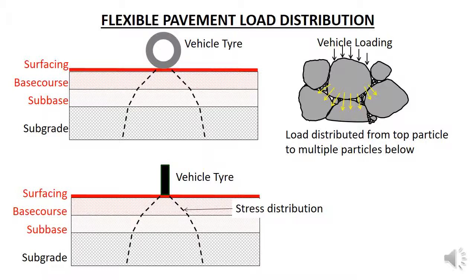The subbase also transmits and distributes the load, however the distribution is not as broad as in the base course. This is because the subbase has larger aggregate particles in it, which result in fewer levels of coarse aggregate particles through the depth of the subbase, and so a narrower load distribution. However, the subbase is able to distribute the loadings to a magnitude below the bearing capacity of the subgrade. You'll recall that the bearing capacity is the loading that a soil, the subgrade, can resist without deforming or failing.